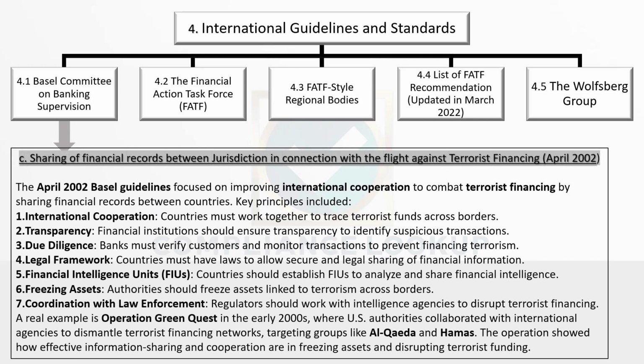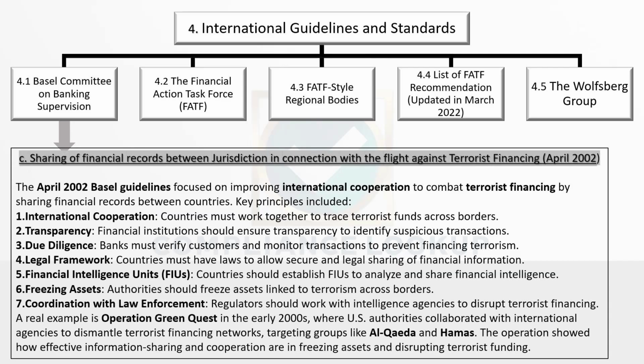7. Coordination with law enforcement and intelligence agencies. Financial regulators and authorities should coordinate with law enforcement and intelligence agencies to enhance the detection and investigation of terrorist financing. This ensures a comprehensive approach to identifying and dismantling terrorist financing networks.